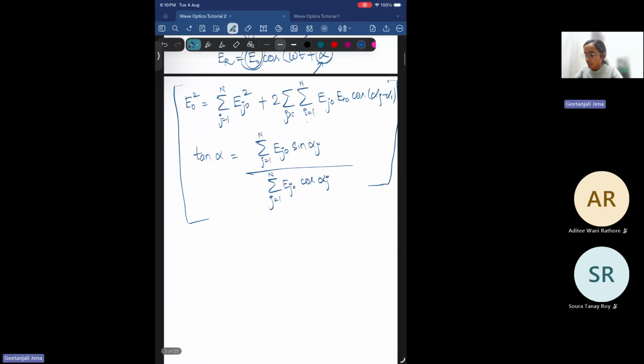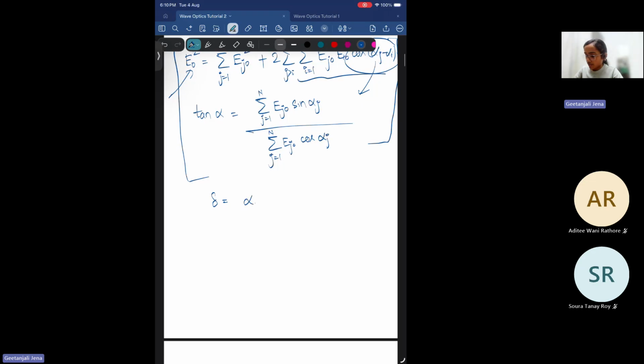In this expression, you can see these are the interference terms. And from this, the final amplitude depends on the value of alpha j minus alpha i. This we call the phase difference that we have in the system. So the phase difference, let's say we have two waves, we can write as alpha 2 minus alpha 1.